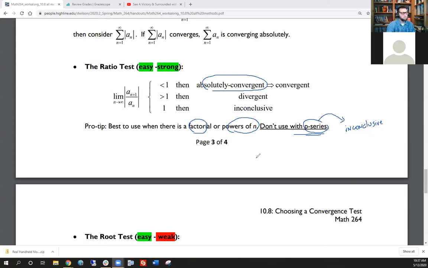Wait, so how do we know when it's a P series again? Is that just if it has a value in the P-series exponent? Think of polynomial divided by a polynomial. Okay. I mean, a P-series is much simpler than that, but it's P-series-ish if it's polynomial over polynomial.